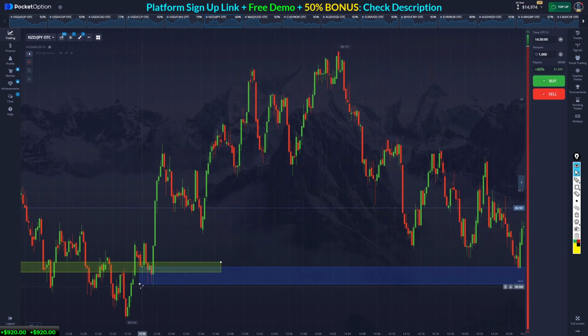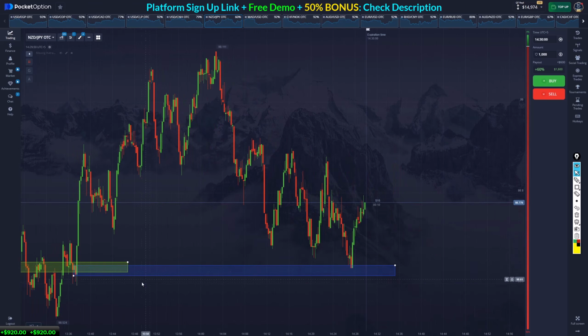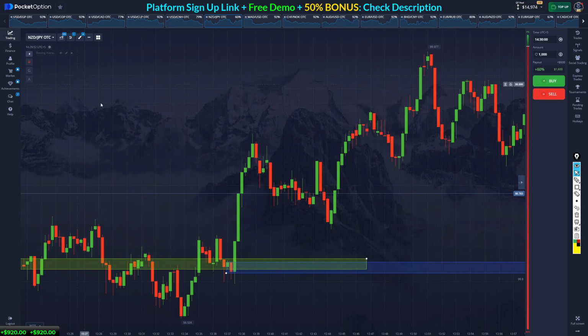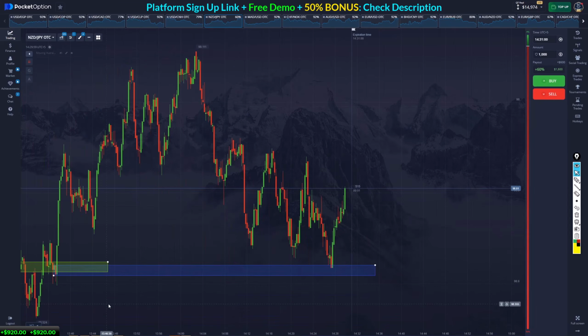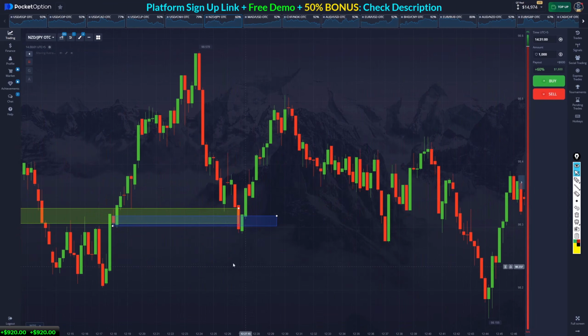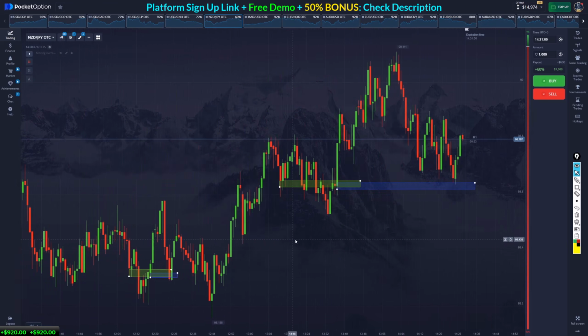In this one also, this was the entry. If you look, yeah, you can see that in the lower time frame on 15 seconds, we have a fresh demand area right here. The entry was exactly right here. And also on this one, we have a fresh blue zone right there. And both of them worked perfectly.